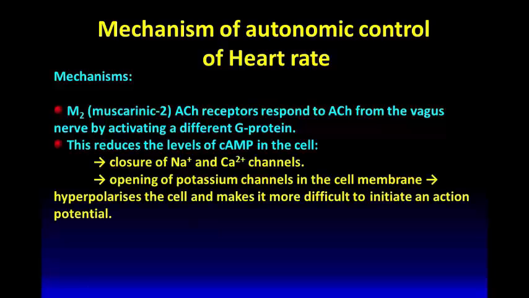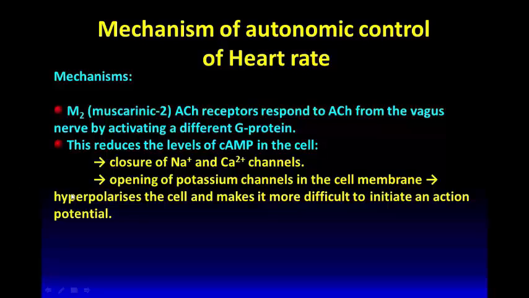Accordingly, the enzyme adenylyl or adenylate cyclase is inhibited, and this reduces the level of cyclic AMP inside the sinoatrial nodal cells, resulting in closure of the sodium and calcium channels, so less sodium and less calcium ions get in, and opening of potassium channels in the cell membrane of the sinoatrial nodal cells, and this results in more potassium ions getting out, and the inner surface of the membrane becomes more and more negative.